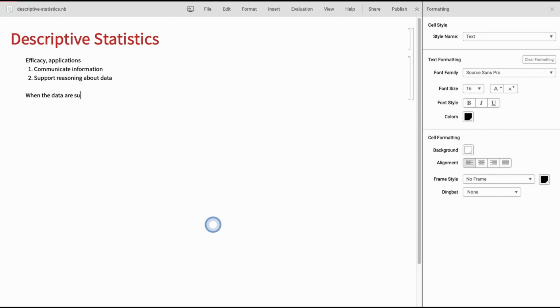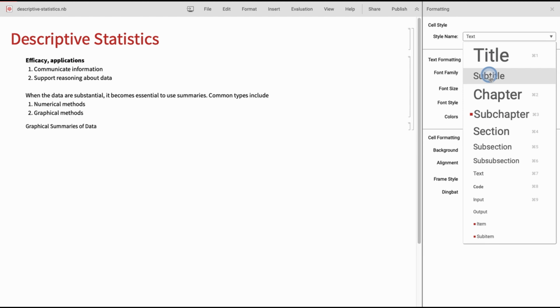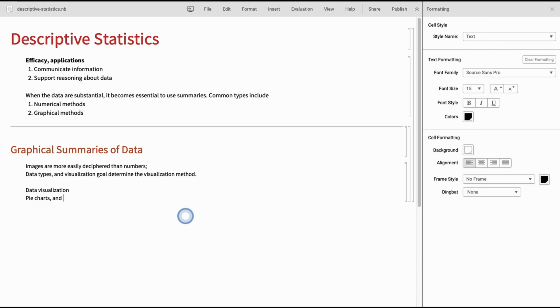As the data sets grow larger and larger, it becomes essential to use summaries. Common types of statistical summaries include numerical methods and graphical methods. Let's start by going over some graphical summaries of data. Of course, we might agree that deciphering images is a bit easier than sorting out numbers. The type of data and the visualization goal determine the visualization method.